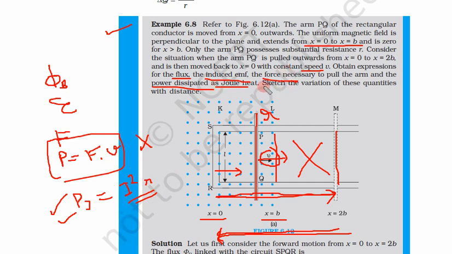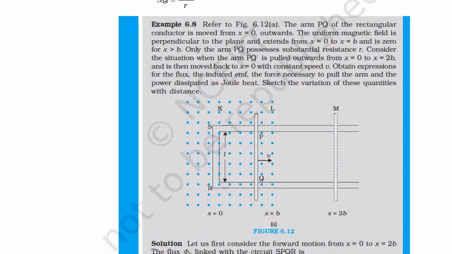Now after that we have to sketch the variation of these quantities with distance. So this is a very important question and many times it has come in your exams. Very important. Please do this question because it is very important for your understanding. Also it has come in your exams. So let us solve this question.